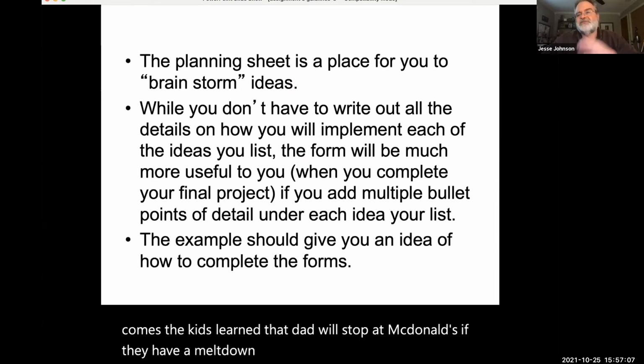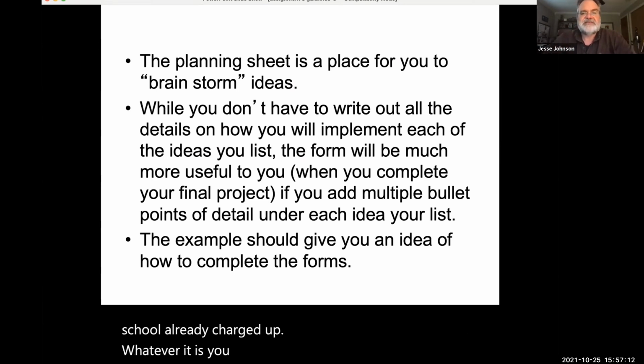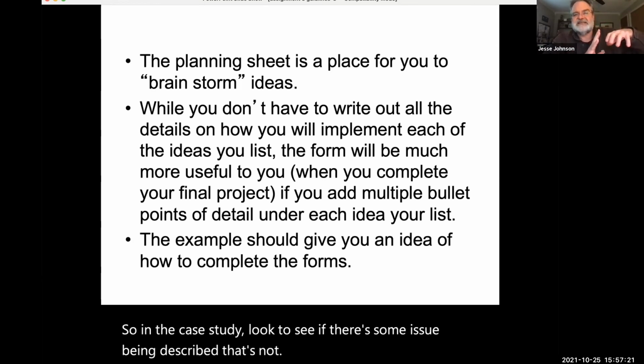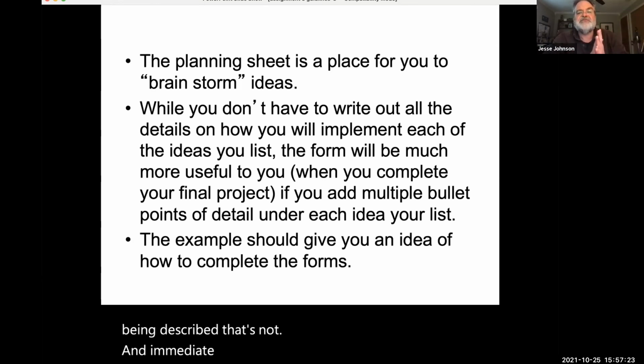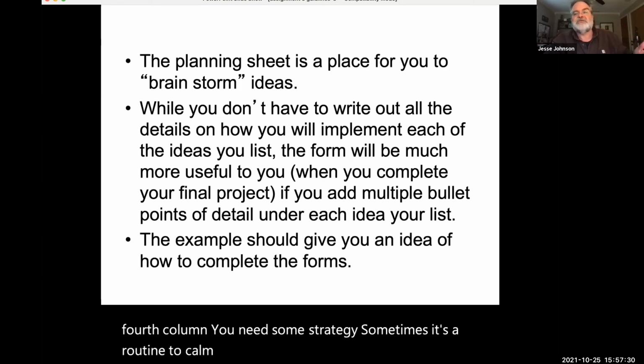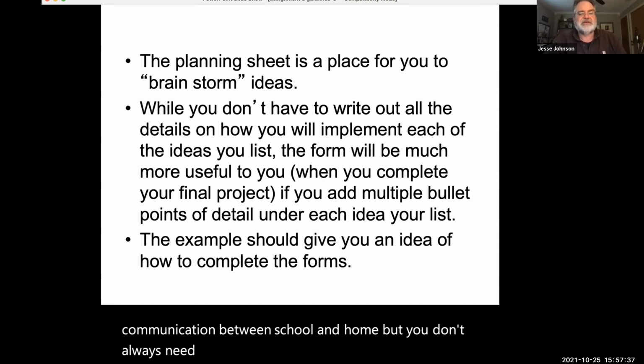So the kid gets to school already charged up. Whatever it is, you don't always have a setting event issue. So in the case study, look to see if there's some issue being described that's not an immediate antecedent. And if you do, then you need a fourth column. You need some strategy. Sometimes it's a routine to calm the student down, or sometimes it's communication between school and home, but you don't always need it. So if you do, though, have a column for it.